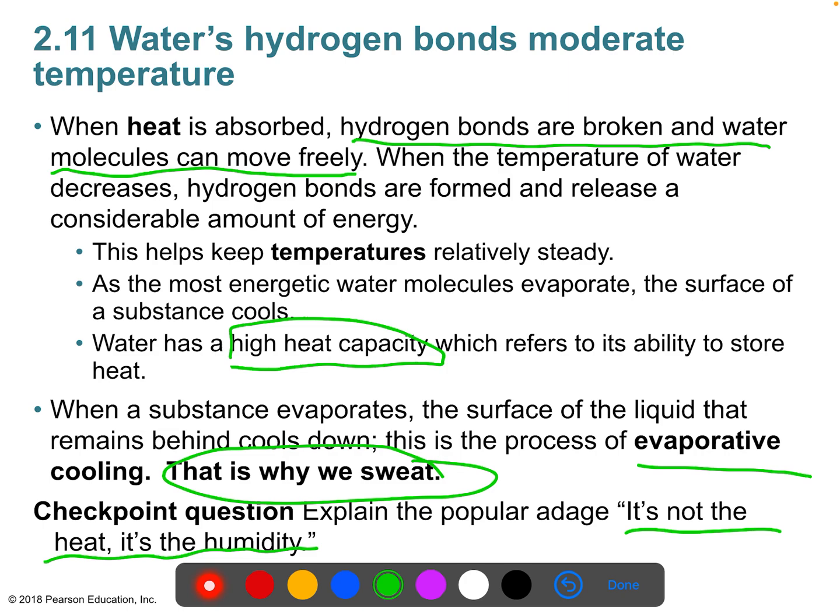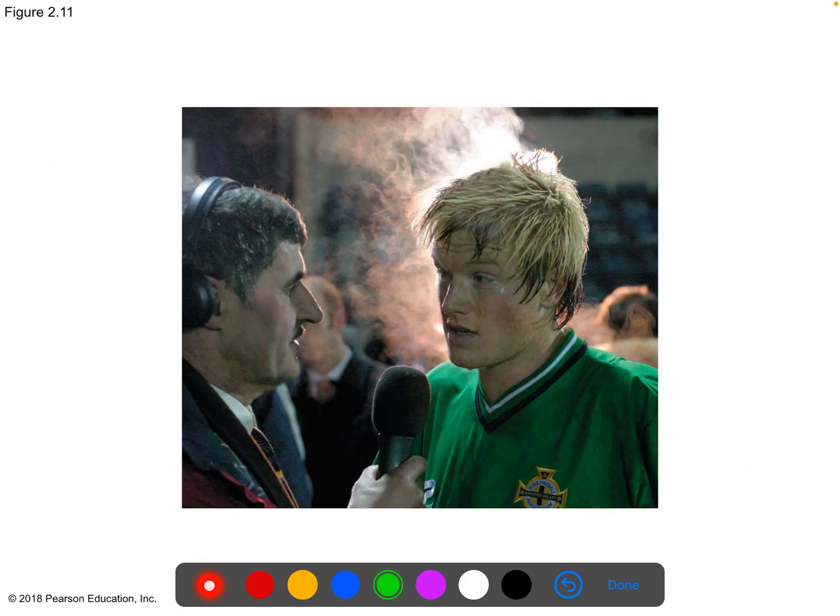See, it's not just the process of sweating. Those sweat droplets have to evaporate into the air. That's how they remove the heat from you. Here's a picture of a gentleman sweating right here. You can even see it around him here.